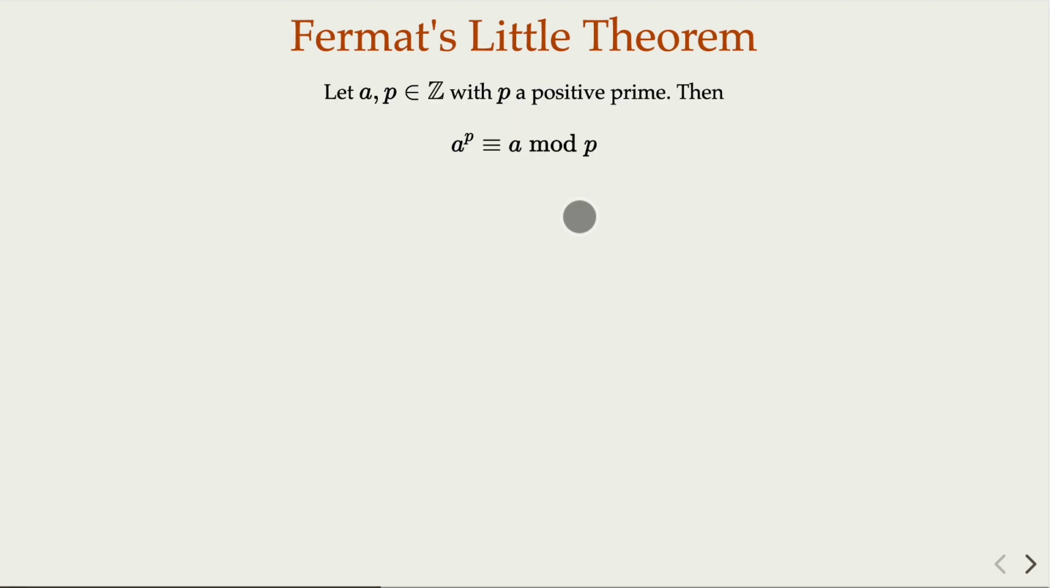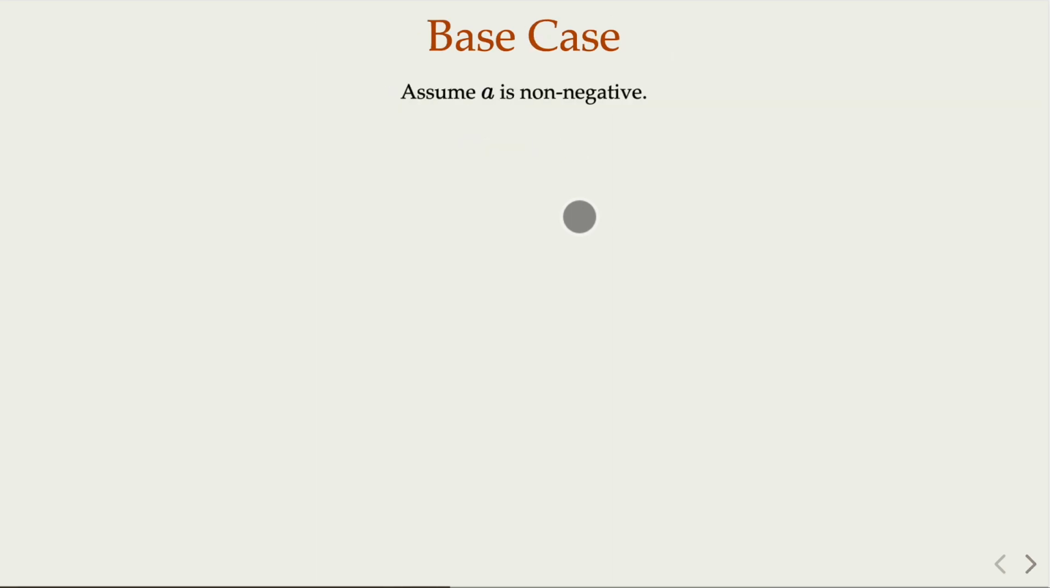Okay, so how do we prove that? We're going to use mathematical induction on the integer a. Now we can assume a is always non-negative, because if a is negative, you can always use congruence modulus arithmetic to turn that into non-negative. With that, the base case is a equals 0. When a equals 0, p is a positive prime number, so we know that 0 to the p equals 0. The congruence obviously holds. So the base case is true.